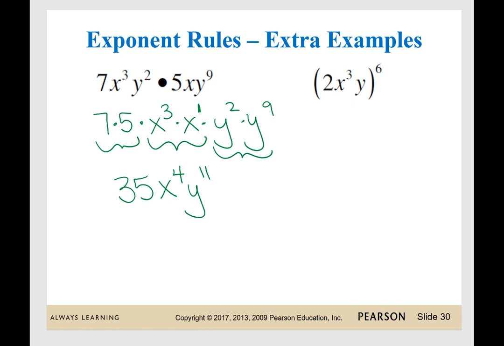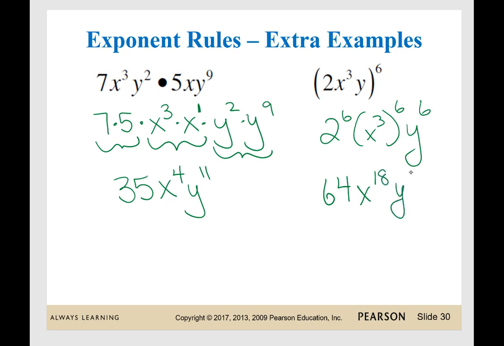The next example was a power of a product. So everything inside the parentheses is going to get that power of 6. So the 2 is going to get the power of 6, the x cubed is going to get the power of 6, the y is going to get the power of 6. So 2 raised to the 6th power is 64. X cubed to the 6th power, we're going to keep the x, multiply those exponents, and then y to the 6th. So there's my final answer: 64, x to the 18th, y to the 6th.